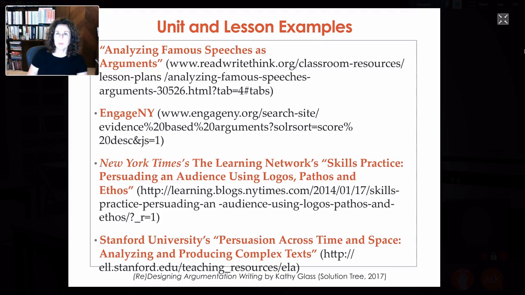Here are some other examples that you can use for some lessons and units, and you might choose from these, or these might spark ideas for you.